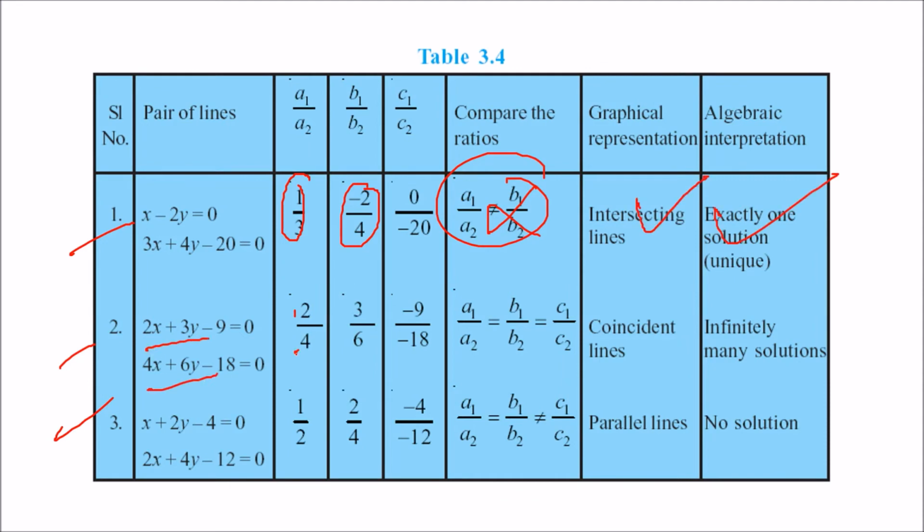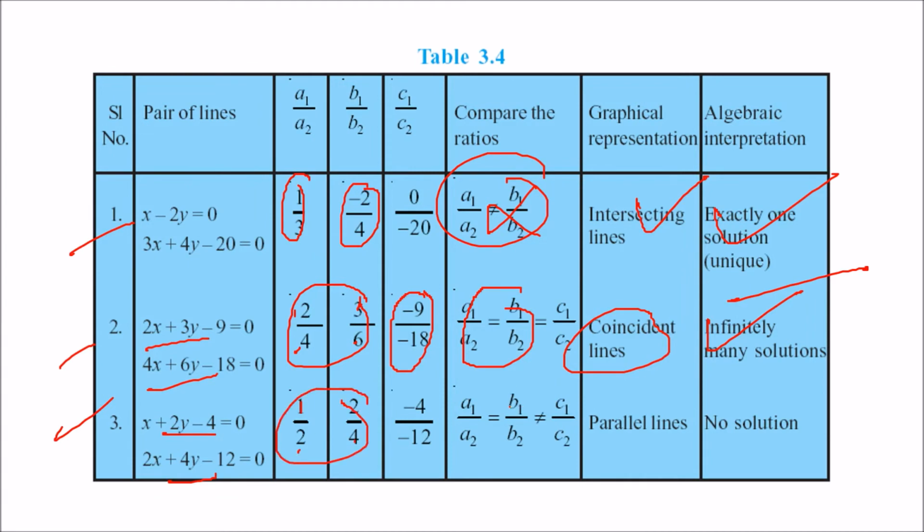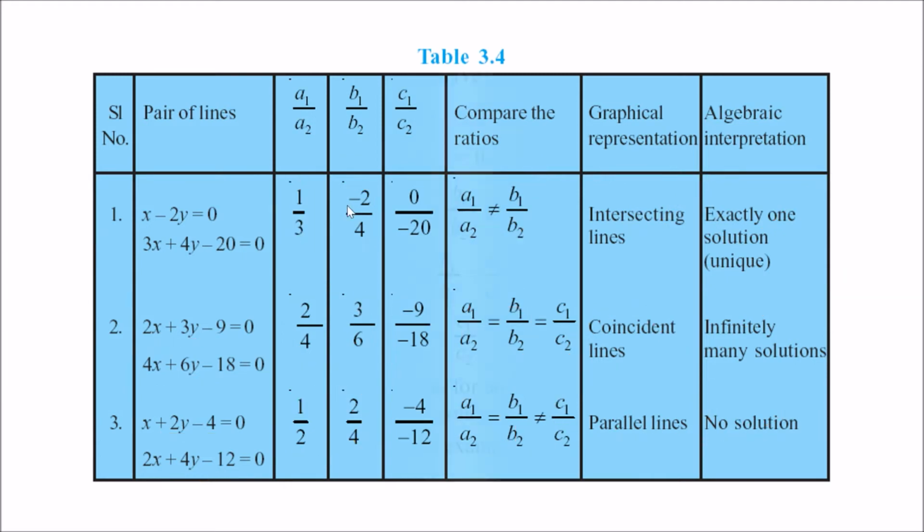For these two lines, A1 by A2 and B1 by B2 are equal, and they are also equal to C1 by C2. So these are coincident lines. There is only one single line, so they provide us infinitely many solutions. In this other case, A1 by A2 and B1 by B2 are equal, but they are not equal to C1 by C2. In this case, we say they are parallel lines, and we are not going to get any solution.